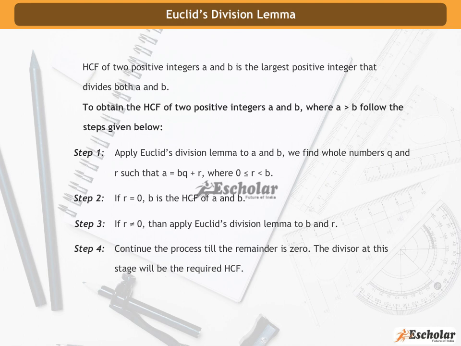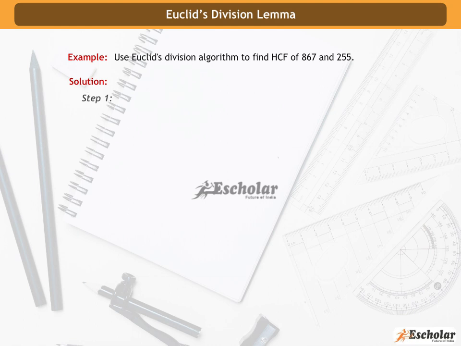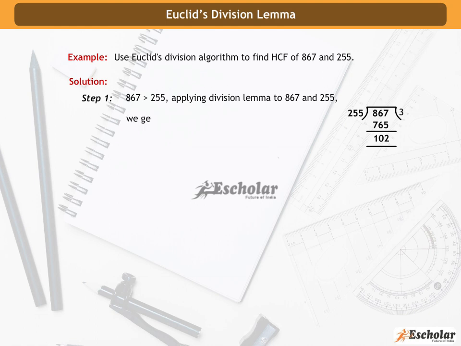Let us understand this algorithm with the help of an example. Example: use Euclid's division algorithm to find the HCF of 867 and 255. Solution. Step 1. 867 is greater than 255. Applying the division lemma to 867 and 255 as shown here, we get 867 is equal to 255 into 3 plus 102.